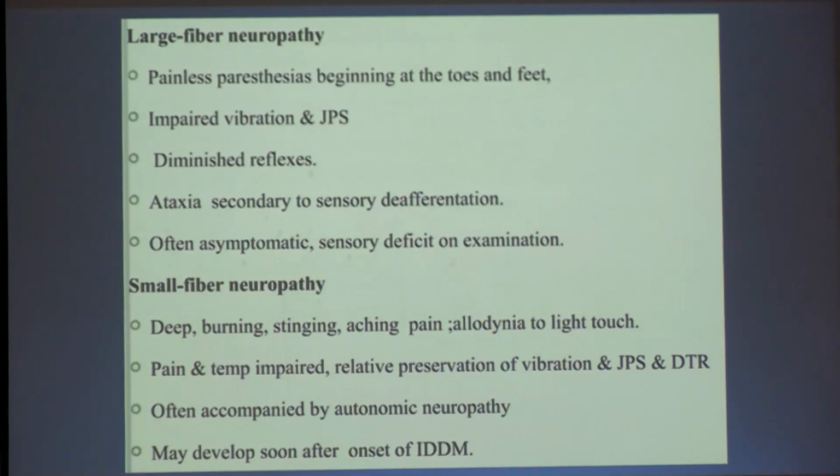Third, it is usually or often accompanied by autonomic neuropathy, and lastly may develop soon after the onset of type 1 diabetes mellitus. So painful paresthesia, loss of pain sensation and thermal sensation, intact deep tendon reflexes, association with autonomic neuropathy, and no motor weakness; ataxia related to sensory deafferentation, often asymptomatic.